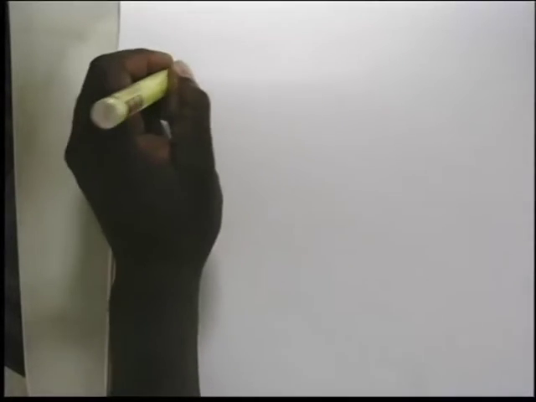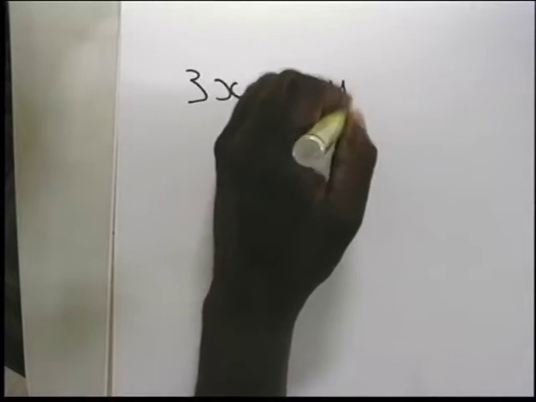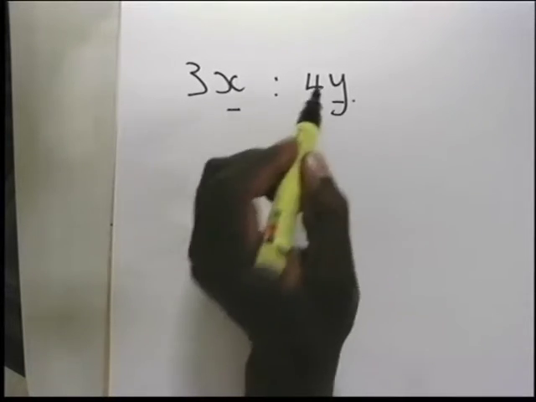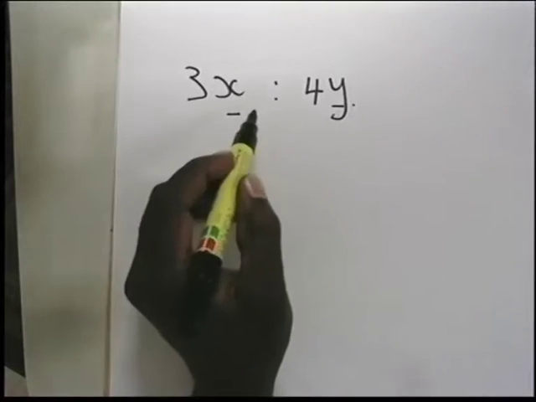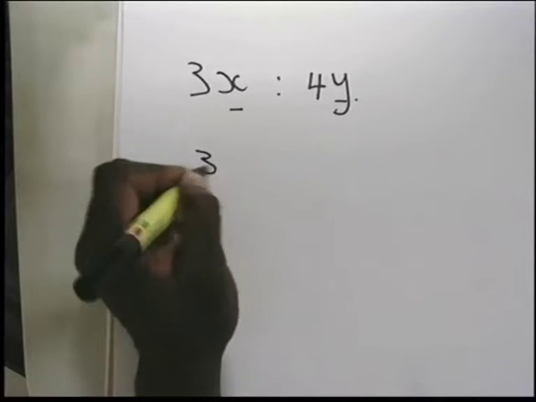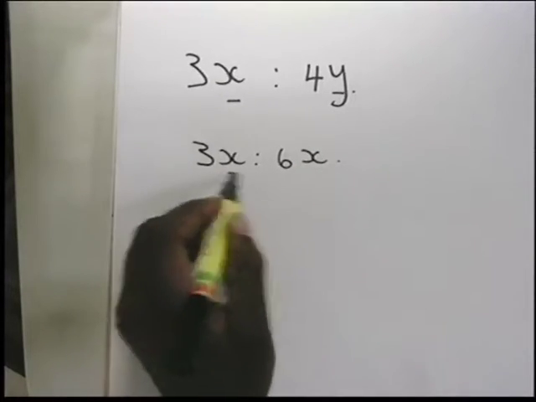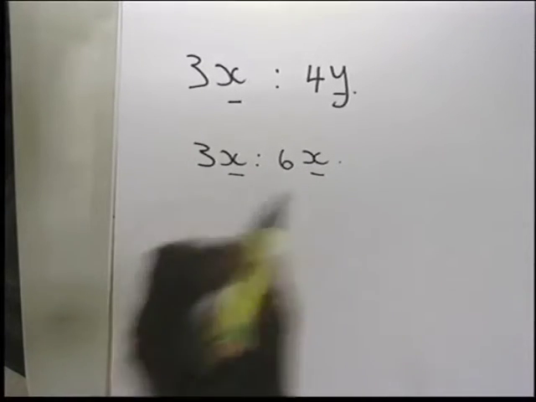Just as an example, if I have 3x compared to 4y, those are unlike terms because the variables, the letters, are not of the same type, so they cannot be added. So we cannot add or subtract unlike terms. But if I have, let's say, 3x as well as 6x, these are like terms because the variables are the same letters, meaning both of them are x's.